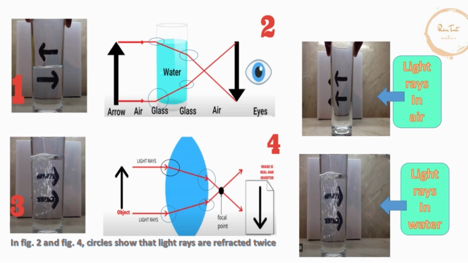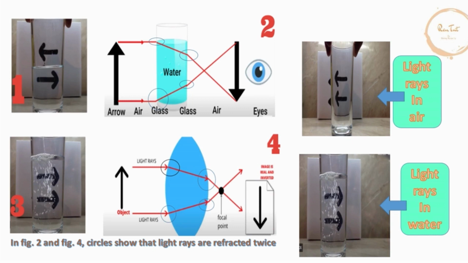Okay, so in task 2 you have seen the arrow, the beam of light from the arrow passing through air, which is a rarer medium, and coming to water, which is a denser medium, and then it is refracting twice and coming out of the water. When it is coming out of water, again it is getting refracted and the image is inverting, it is getting inverted. So for that reason, when your eyes see the refracted ray coming from the water, it sees in the opposite direction. The image is real and inverted.